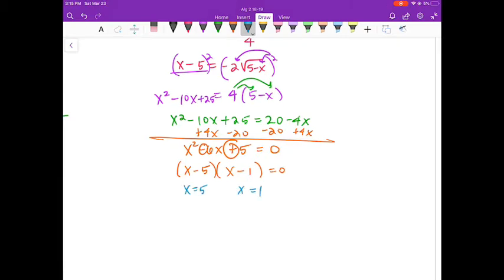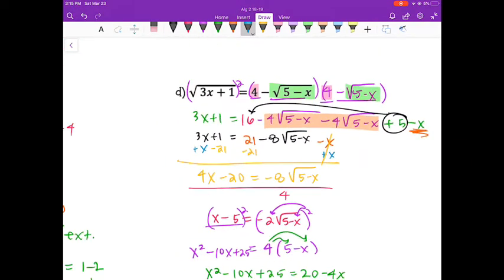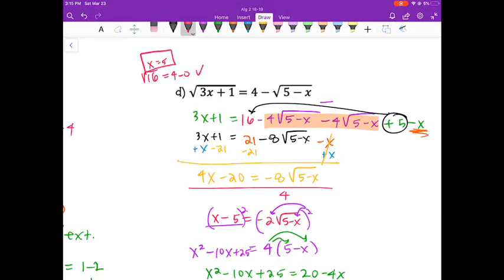And I check to make sure that neither are extraneous. So when I plug in positive 5, I've got the square root of 15 plus 1. Hey, that's the square root of 16. Is that in fact equal to 4 minus, well, 5 minus 5, even under a radical, still 0. So 4 minus 0. Cool, x equals 5 is a solution.